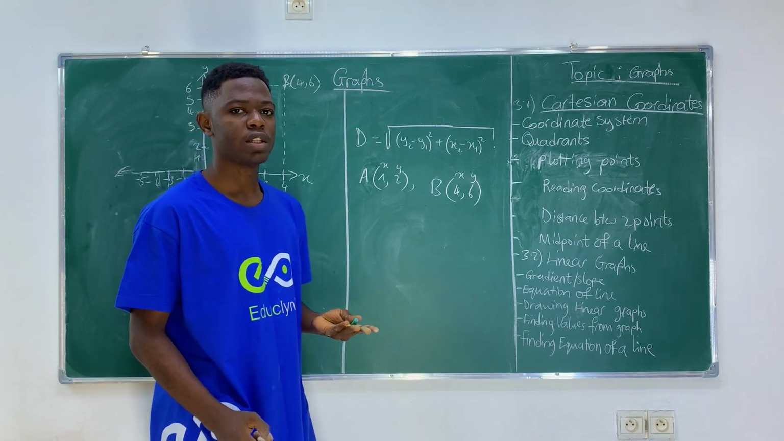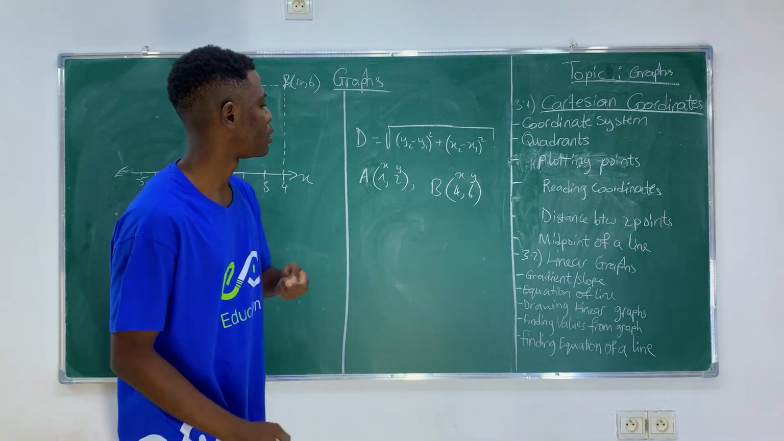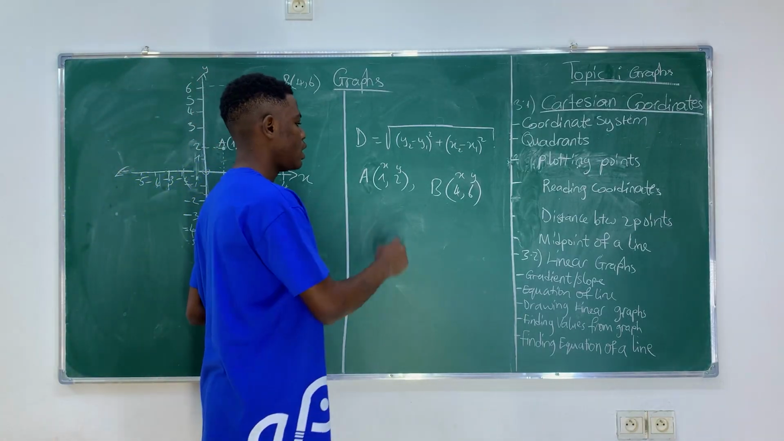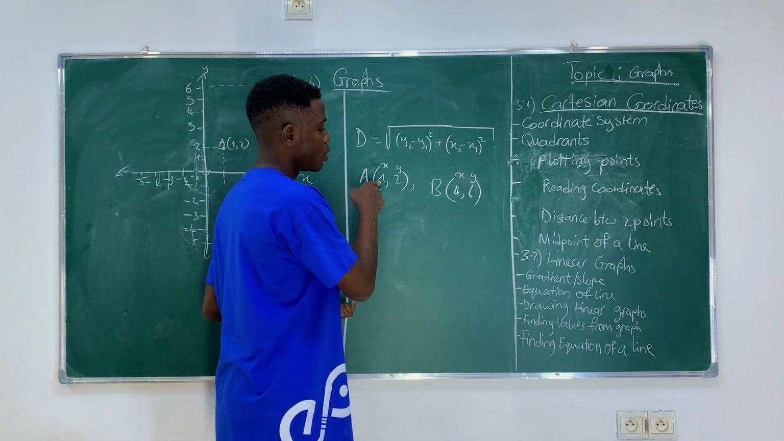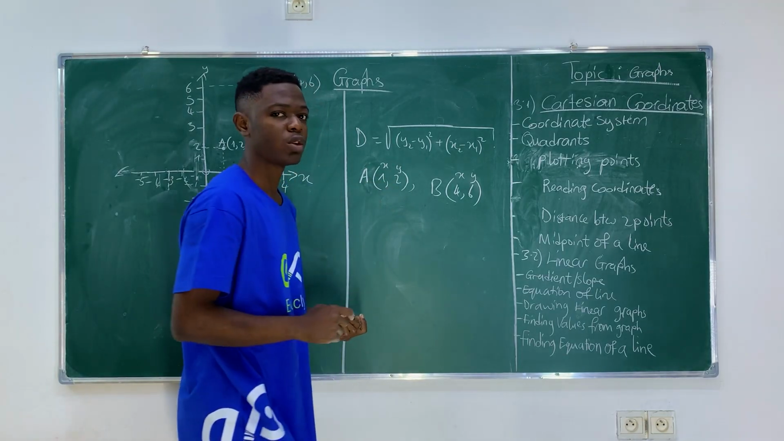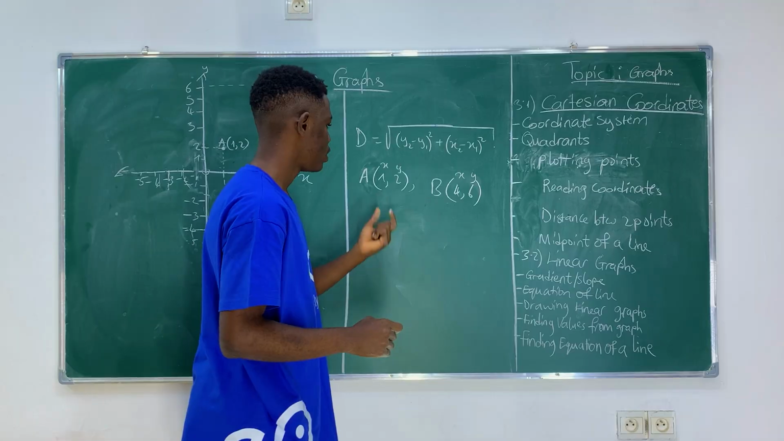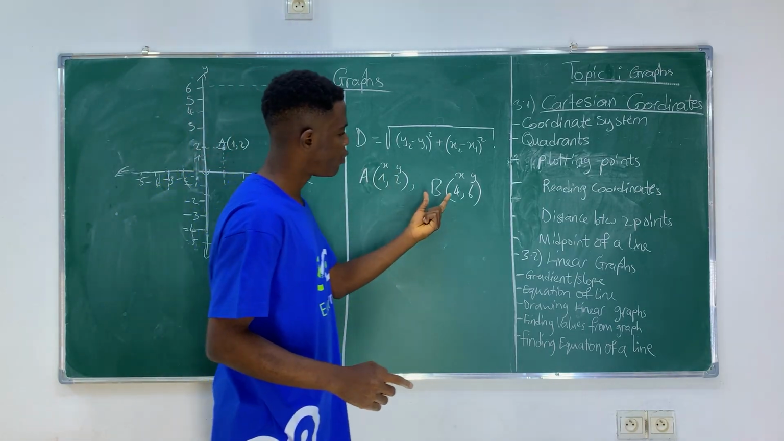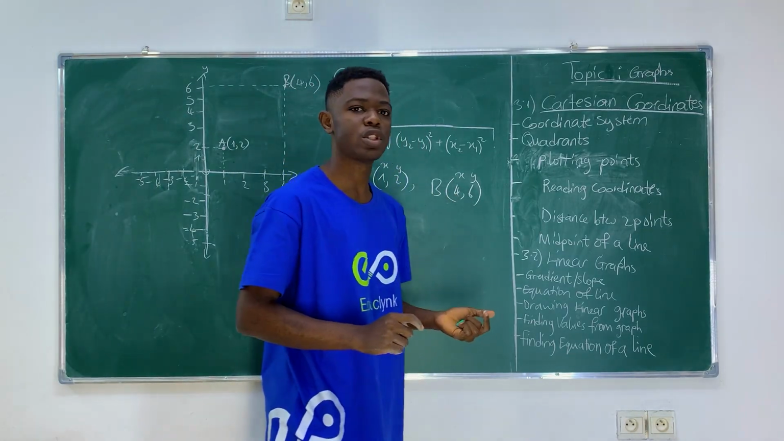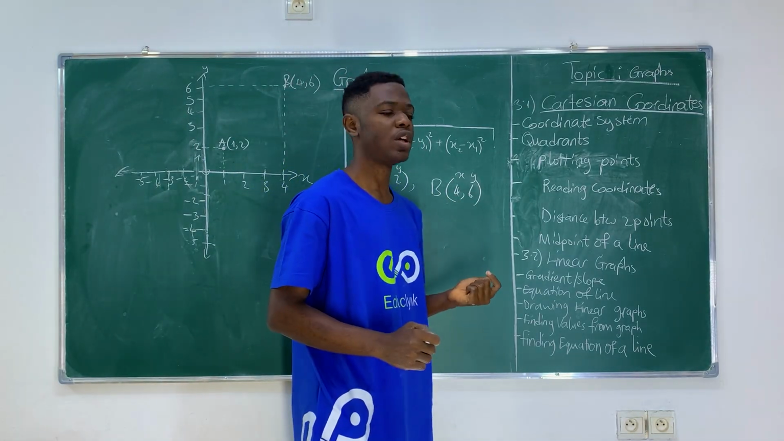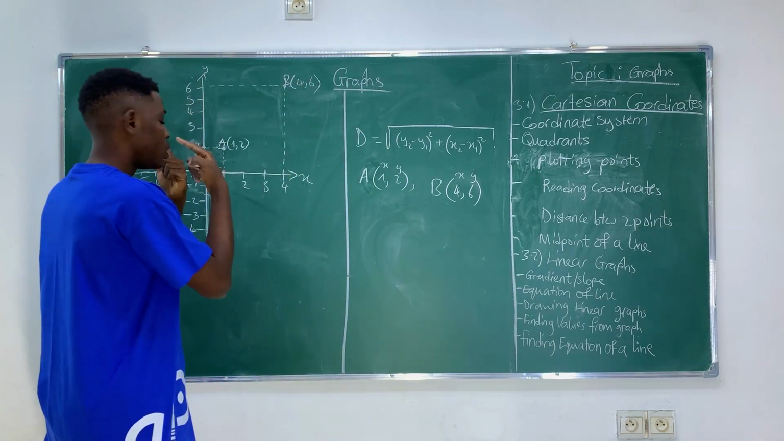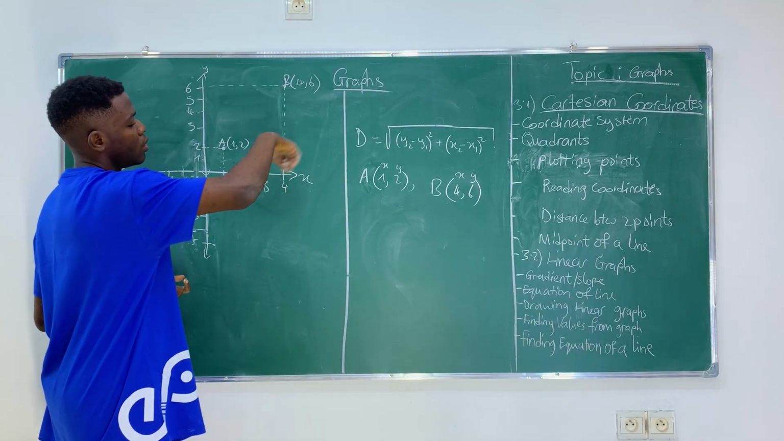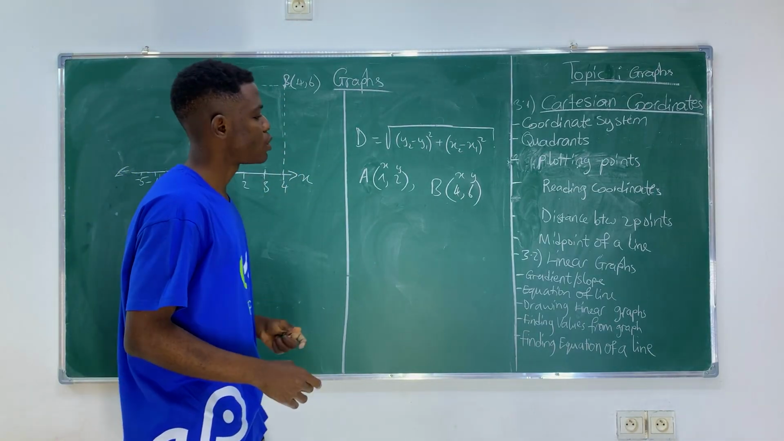So, what are the quadrants of A and B? A is in the first quadrant. You can see that the x coordinate of A is positive, and the y coordinate of A is also positive. So the point A is in the first quadrant. Same for B: the x coordinate of B is positive, and the y coordinate of B is also positive. So B lies in the first quadrant. We can also see it with our eyes. A lies in the first quadrant, and B lies also in the first quadrant.